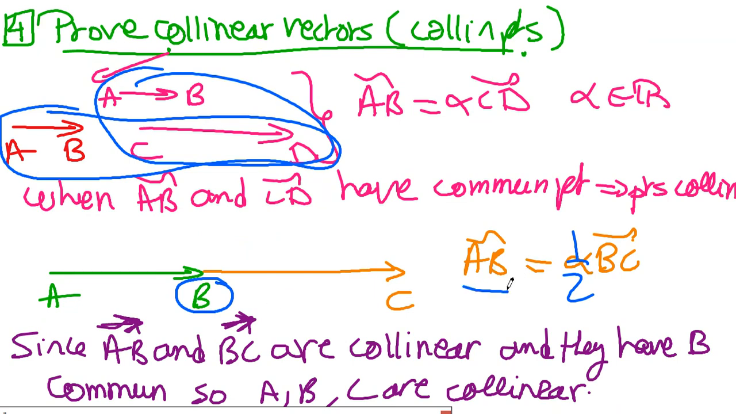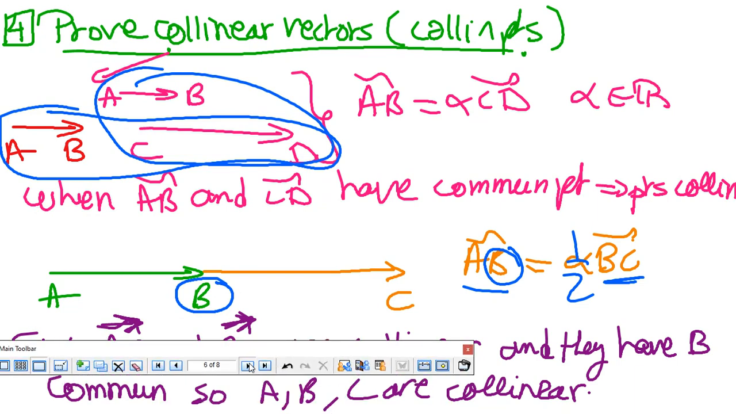So what does it mean? This relation gives me that AB and BC are either parallel or on the same line. But since they have a common point, they cannot be parallel. So they are on the same line. It means A, B and C are collinear.